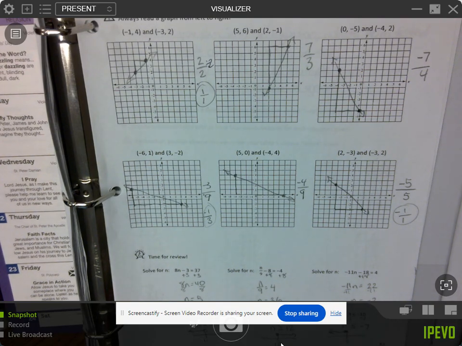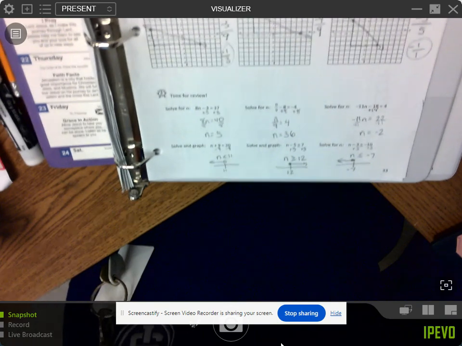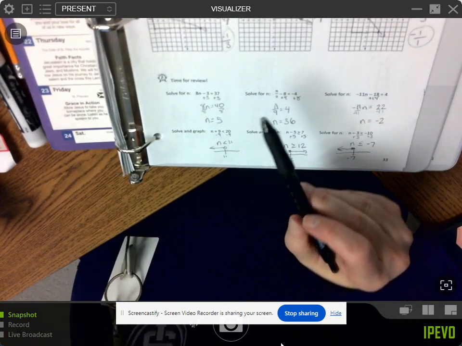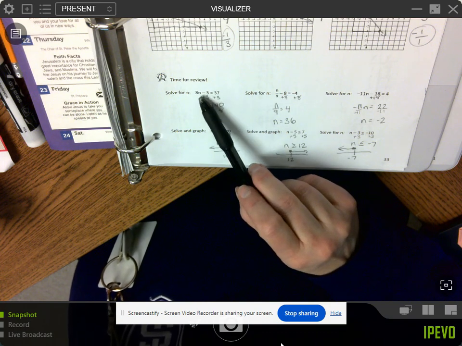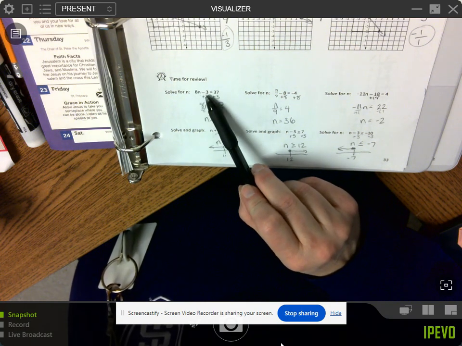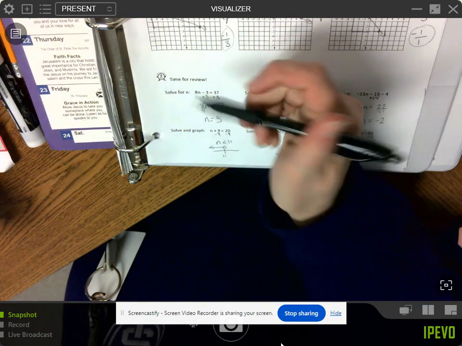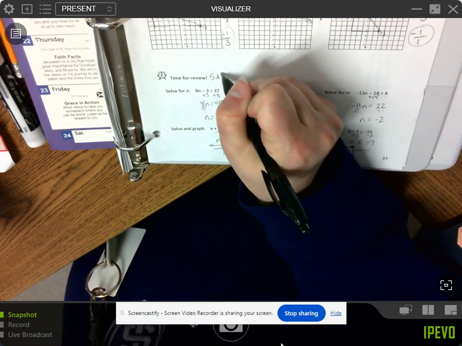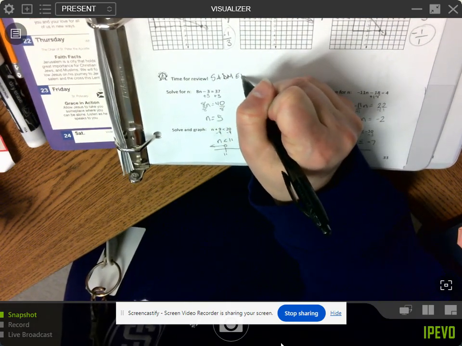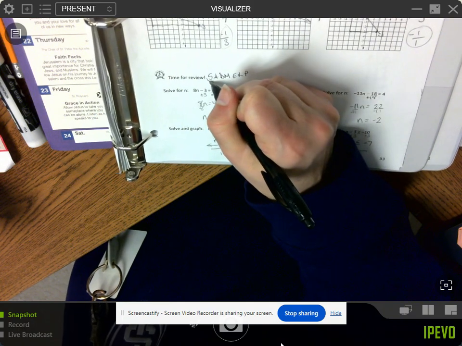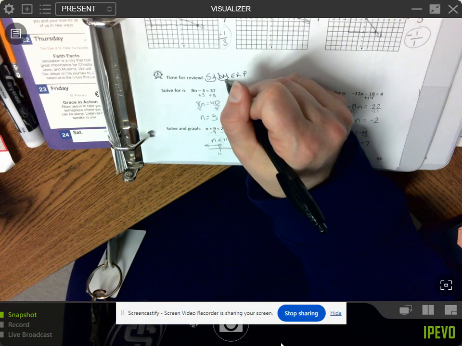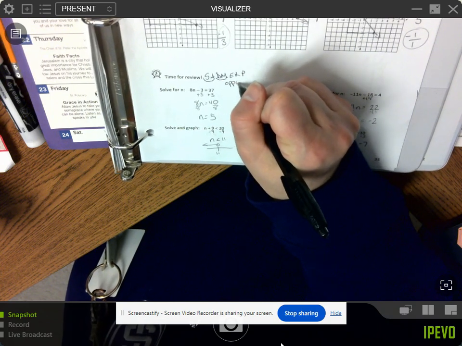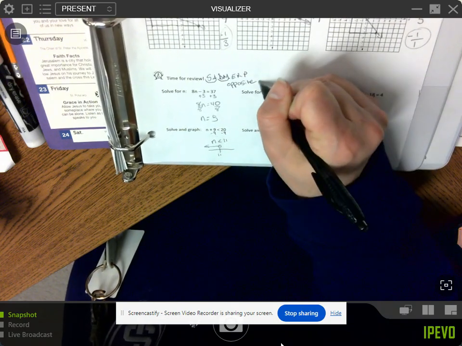All right, on the bottom, time for review. So we're reviewing our 2-step problems. So when we have 2 steps, remember we do SAD MERP. We do the adding or subtracting, dividing or multiplying second, and we do opposite operations.